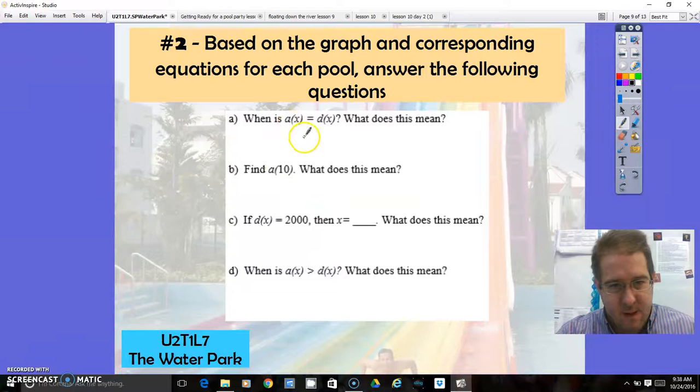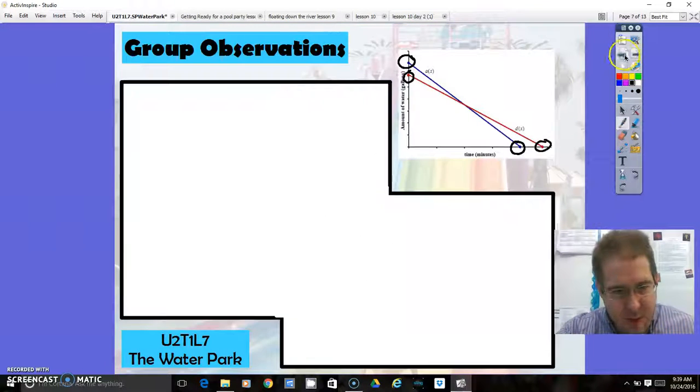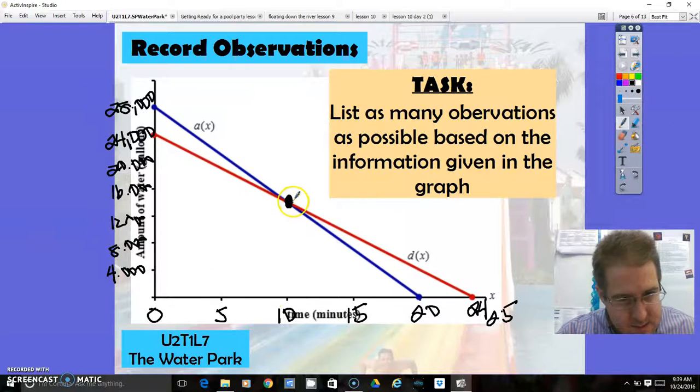Oh, it was A of 10. Okay, so it took 10 seconds for them to be the exact same. That's what that means. I'm not going to write that down. A of 10. A of 10 is, what is that? That looks like about 14,000.